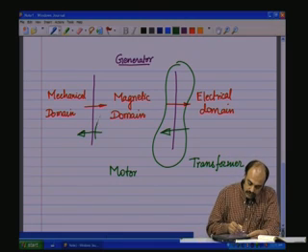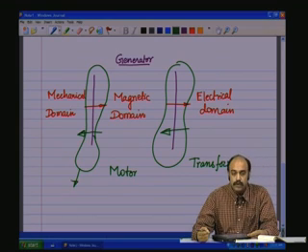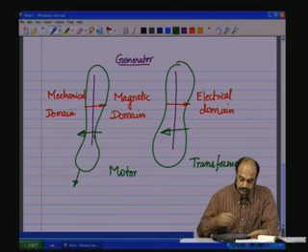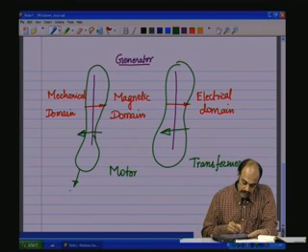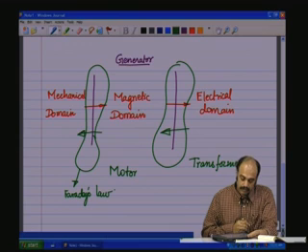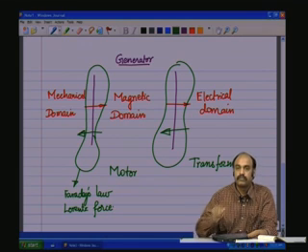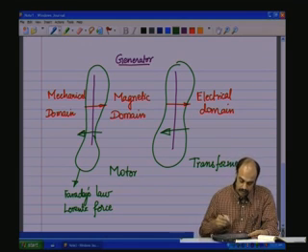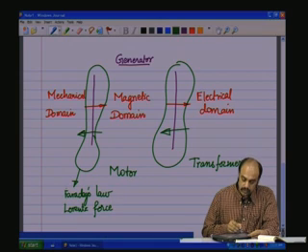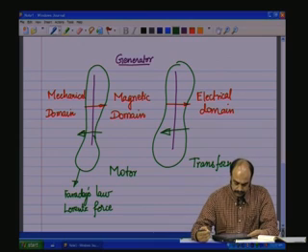There are a few rules that we need to know for the mechanical to magnetic domain, and that is, one is of course Faraday's law, and another is the Lorentz force. These two laws are applicable in this transformation of domain.